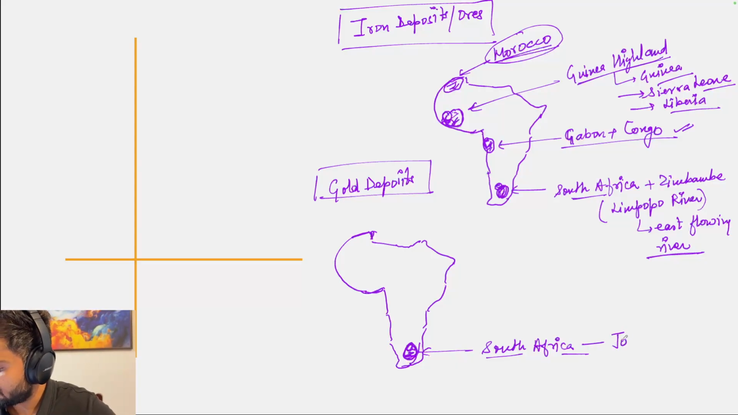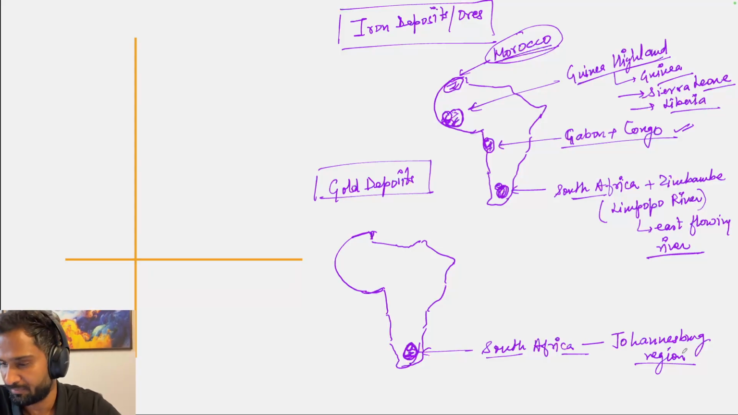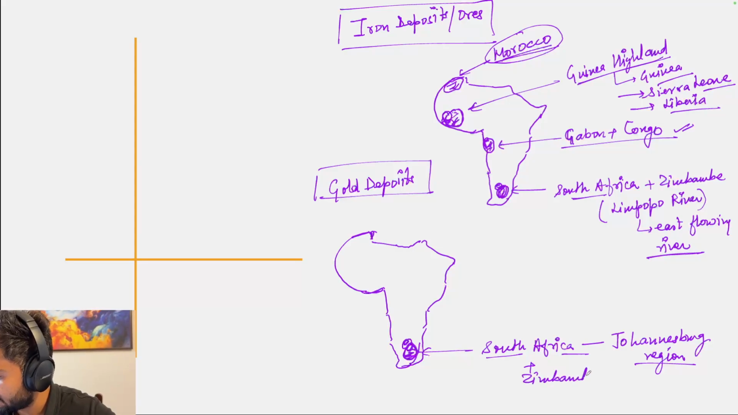So the Johannesburg region is famous for gold production in South Africa. Then this country is Zimbabwe. So South Africa and Zimbabwe have rich deposits of gold.